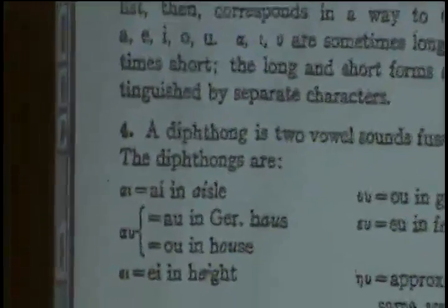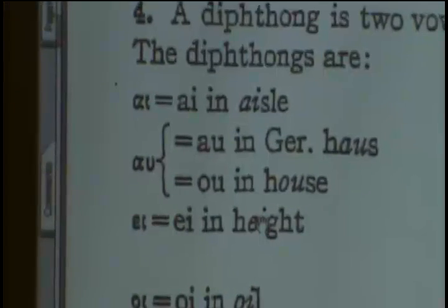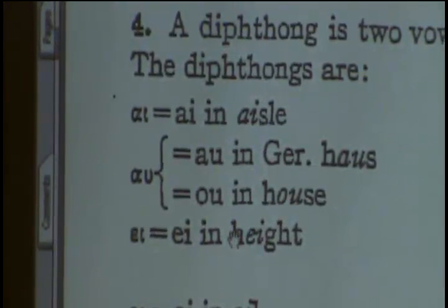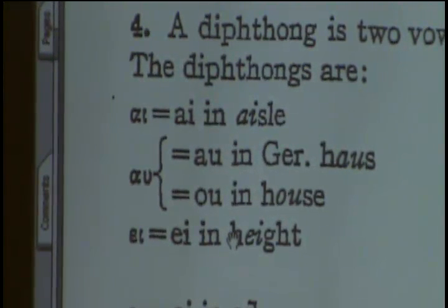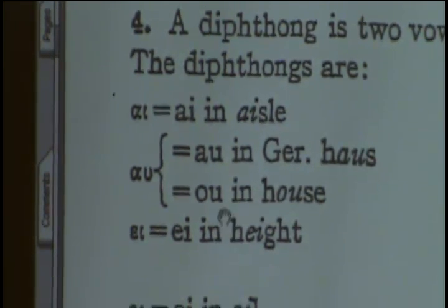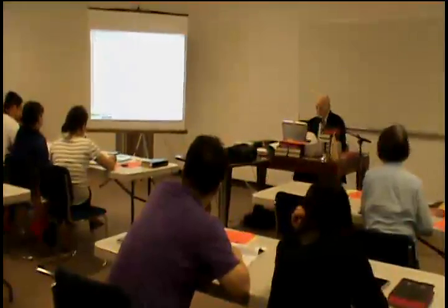No, we differ with it. It's not I, like height, it's A, like in hay. Epsilon iota sounds A, just like alpha iota is I. It should be A, not like height. I don't agree with this here. Then this is right.